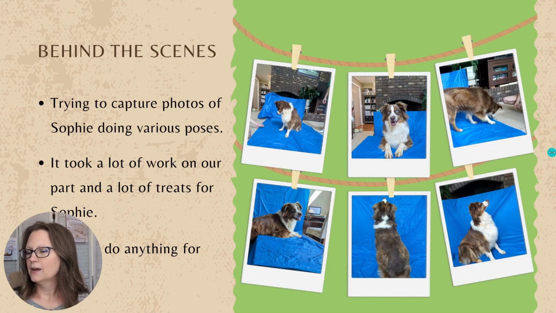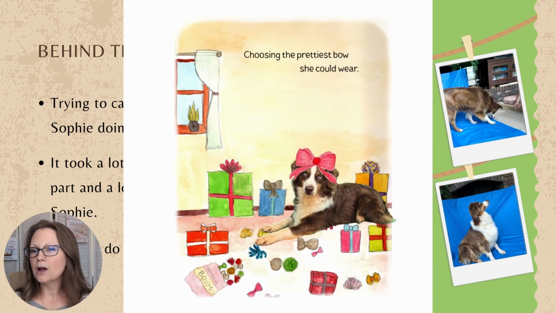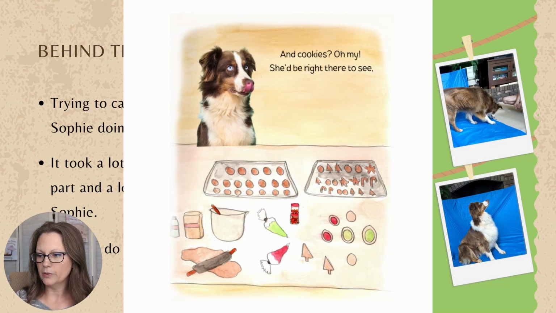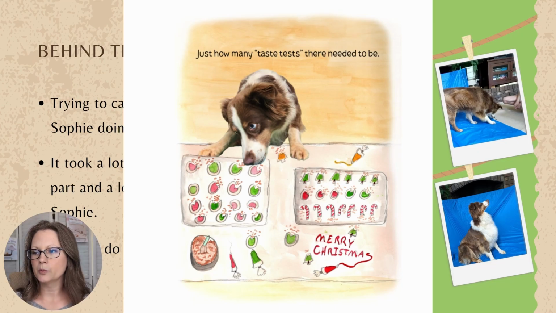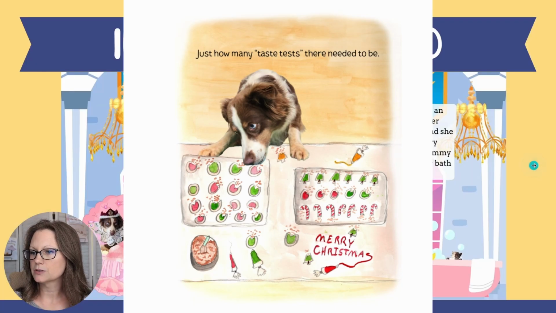Okay. This is a behind the scenes look. It was actually a blue screen. And we put her in different various poses. And then when I would upload them into Canva and click remove background, it would take the background away, but Sophie, the dog, was still there, and we could enlarge it and shrink it and put her in wherever we needed to in the pictures.